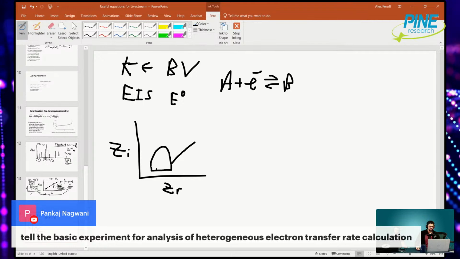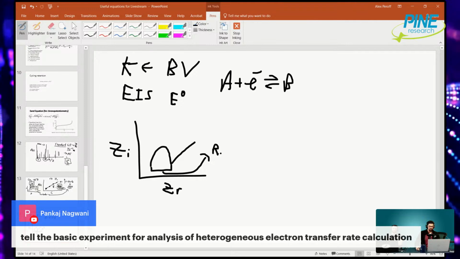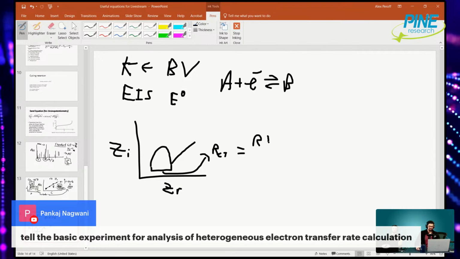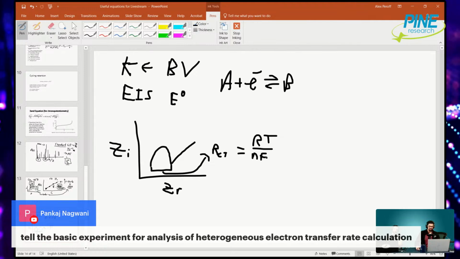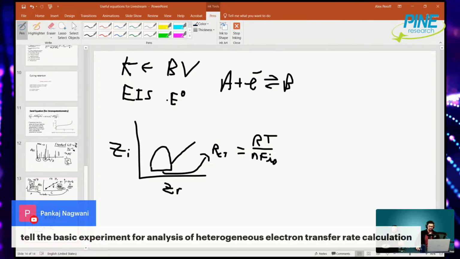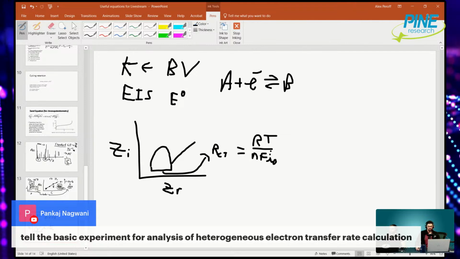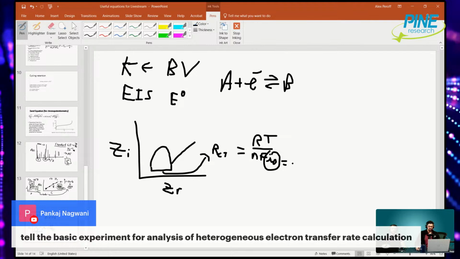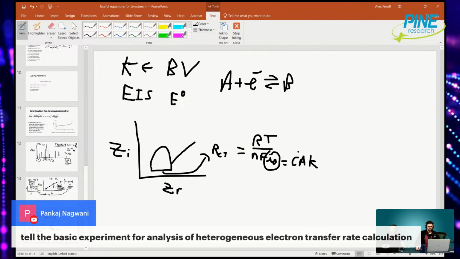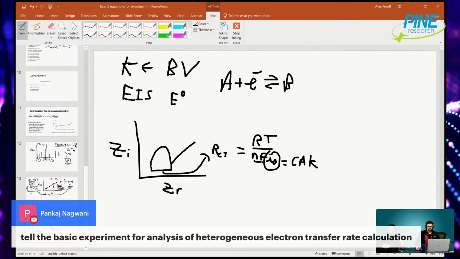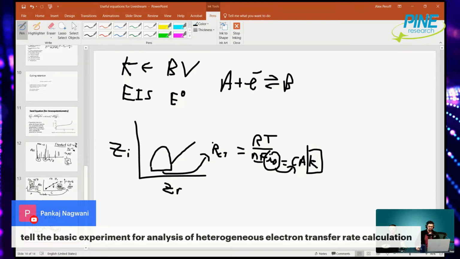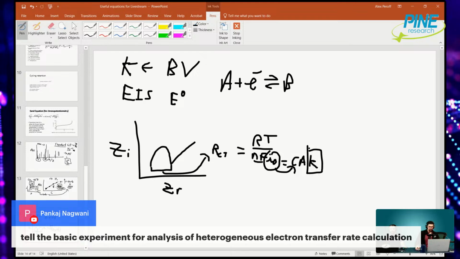This distance here is typically the RCT, and RCT is equal to RT over nF I zero, where I0 is your exchange current density if you're doing it at about the E naught. If you can determine this from your Nyquist plot, you can then get this value, and I zero is like nFAkC: there's a concentration, an area, and K, with n the number of electrons transferred. These two are equivalent, but K comes out here. It's related to the exchange current density and the charge transfer resistance. So that is method 1 for determining K.